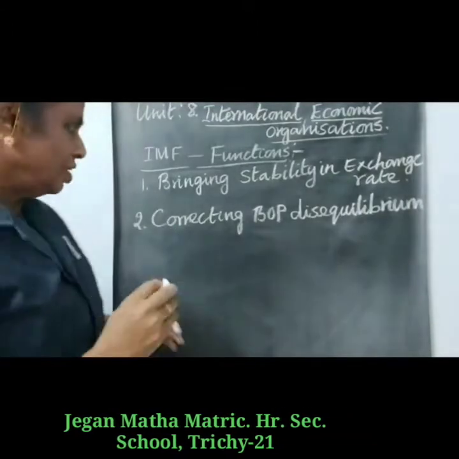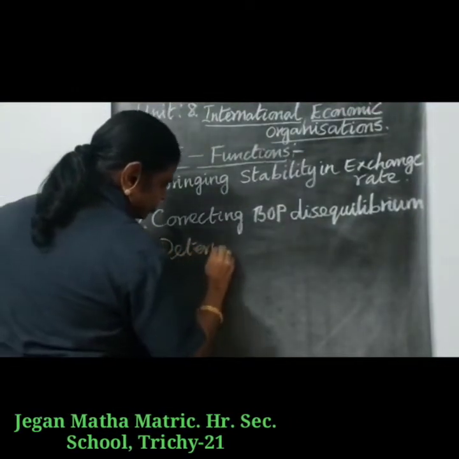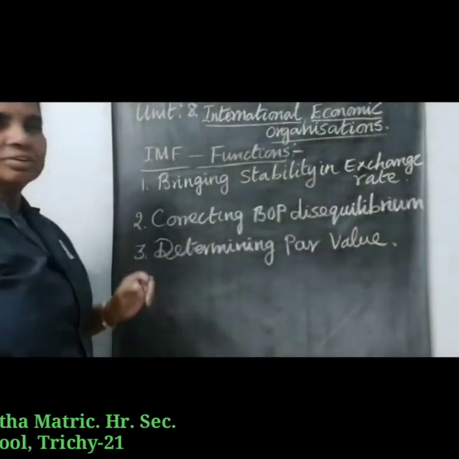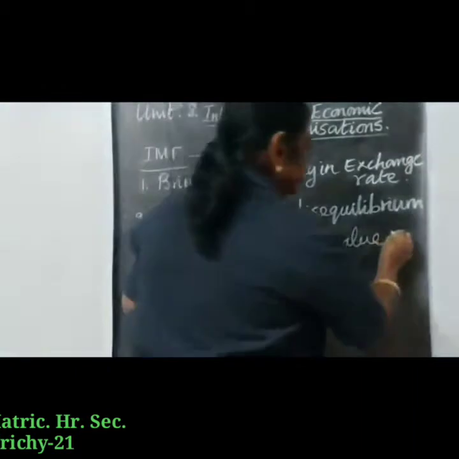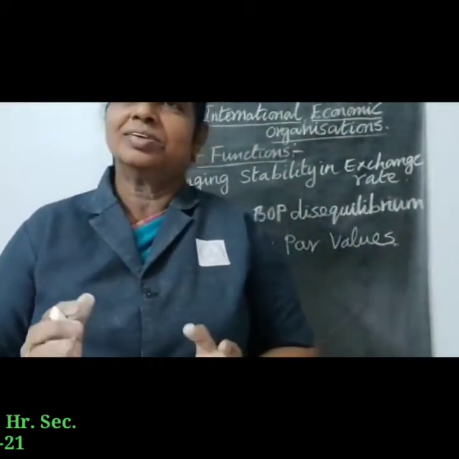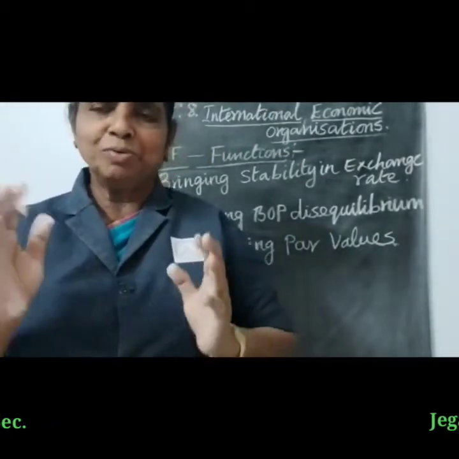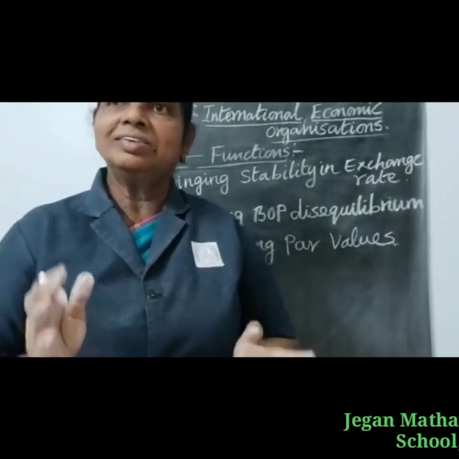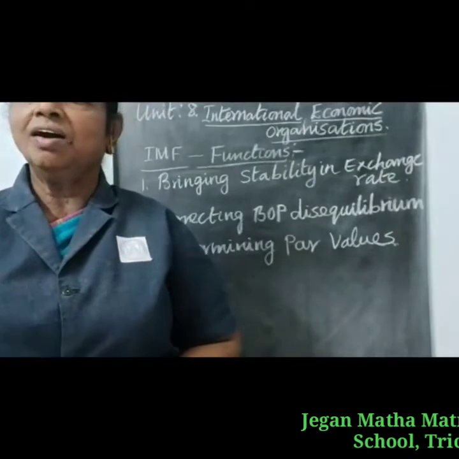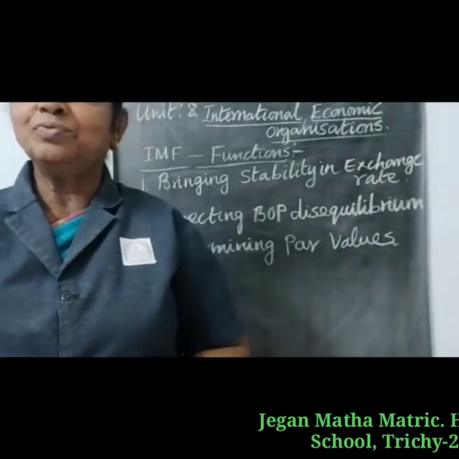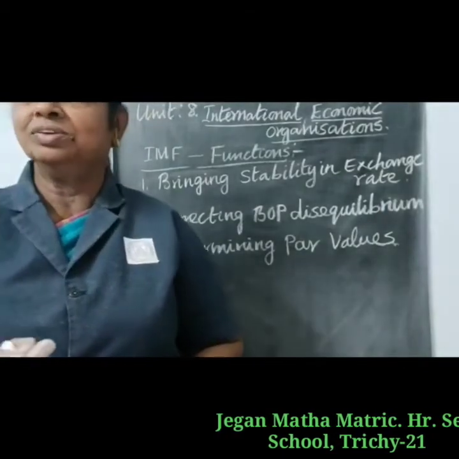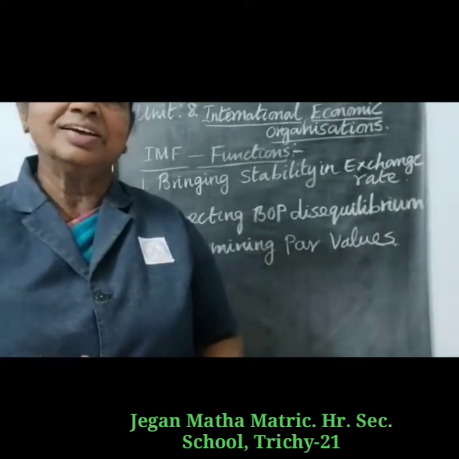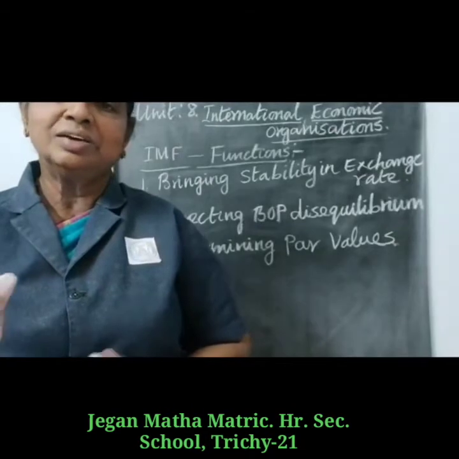Thirdly, determining par values. This is a very important one. The IMF enforces the system of determining par values of the currencies of the member countries. According to the Articles of Agreement of the IMF, every member nation should declare the par value of its currency in terms of gold or US dollars. Under this article, the IMF ensures smooth working of the international monetary system in favor of some developed countries.